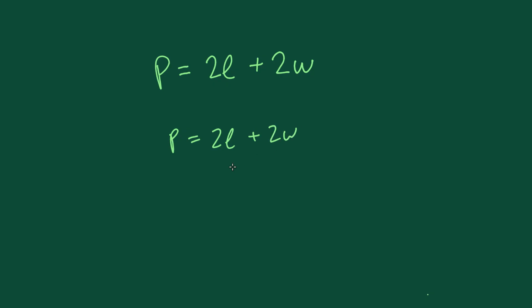Okay, what about perimeter? So perimeter of a rectangle is 2 times the length plus 2 times the width. Okay, so what if we wanted to solve for width now? Okay, let's solve for width. First step, let's move 2L over to the other side. So let's subtract both sides of the equation by 2L.